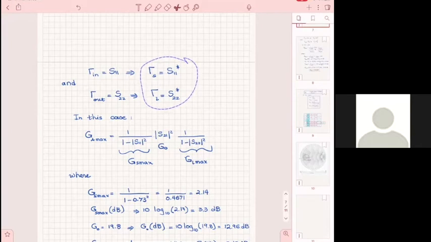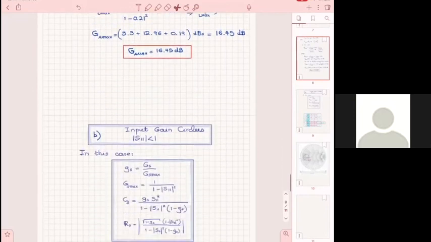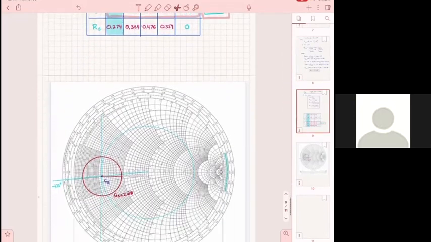But if you design for gain and noise, you only do the input matching network. Is that clear? Noise impacts only the input matching network. Okay, all right. Any questions before we move on?